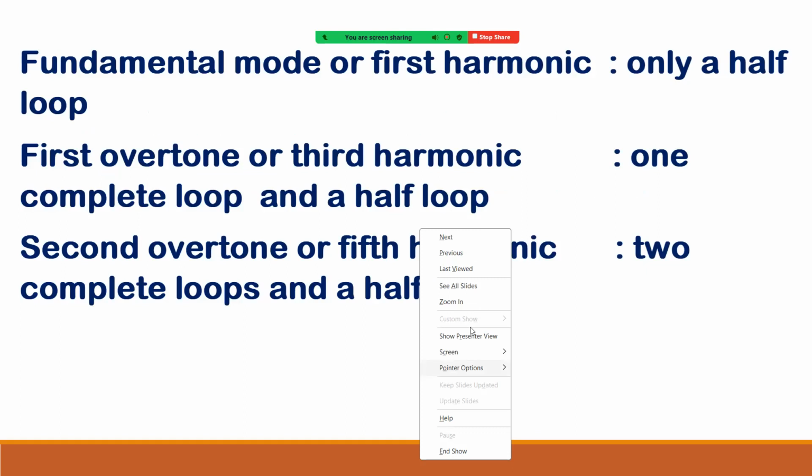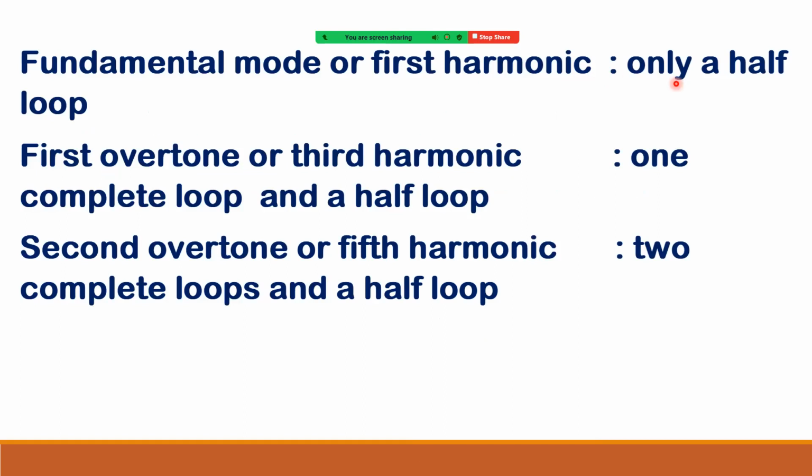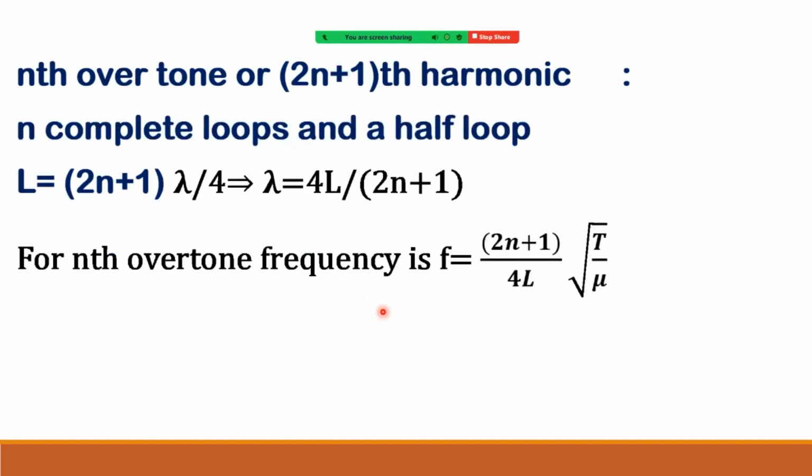So fundamental mode or first harmonic, only half loop. First overtone or third harmonic, one complete loop and a half loop. Second overtone or fifth harmonic, two complete loops and a half loop. So we are generalizing now. Nth overtone or 2n plus 1th harmonic means n complete loops and a half loop.